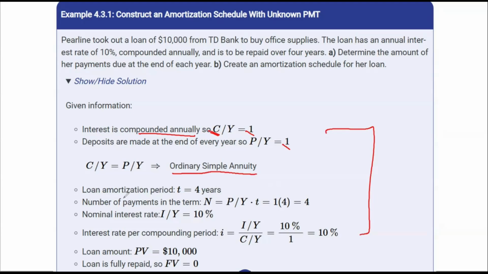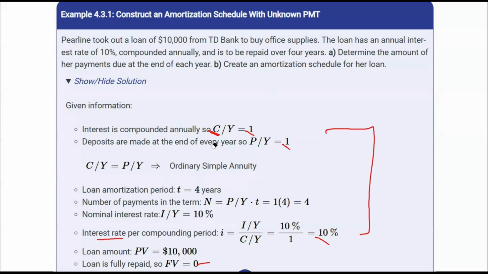The loan period is 4 years, no mystery there. Number of payments then is going to be 4 that you pay yearly. Interest for compounding period, same 10% because it's once a year. Good. So your loan amount is 10,000. It's going to be repaid at the end of the 4-year period, so the future value is going to be 0, right? So nothing new there. Everything very, very simple. All that information is written down.